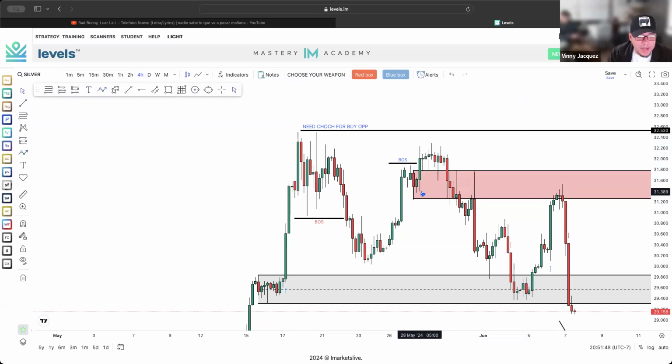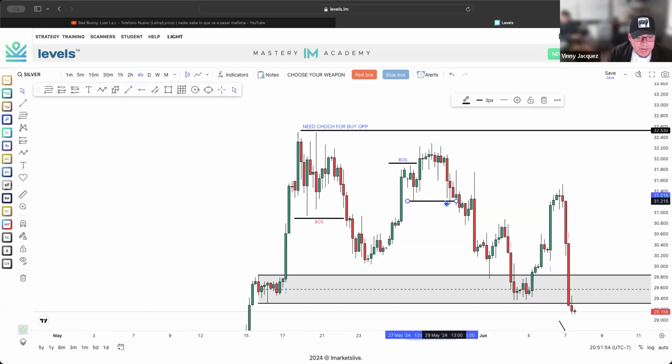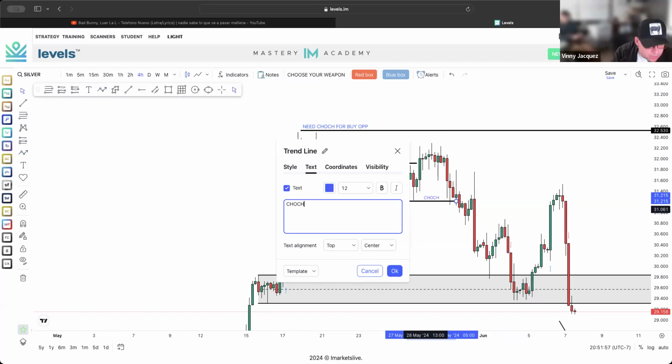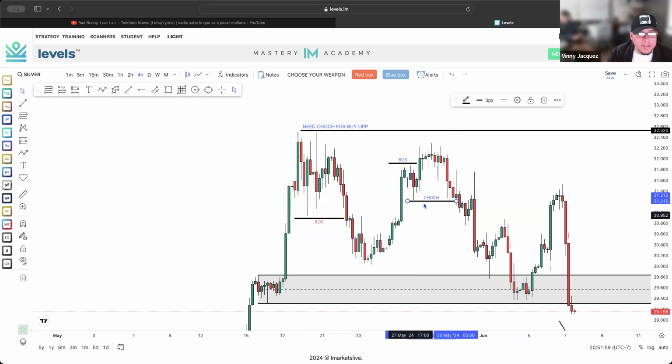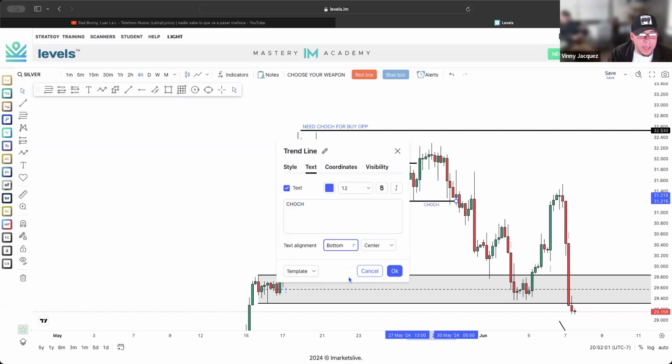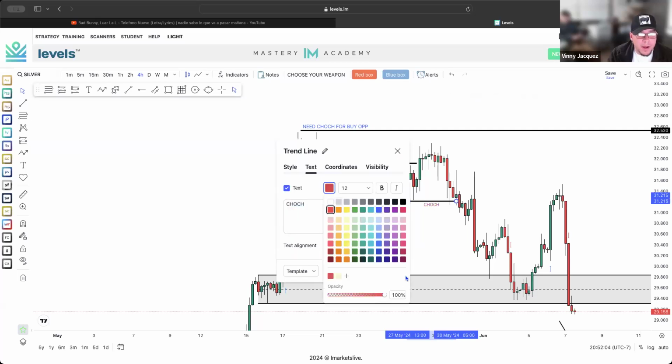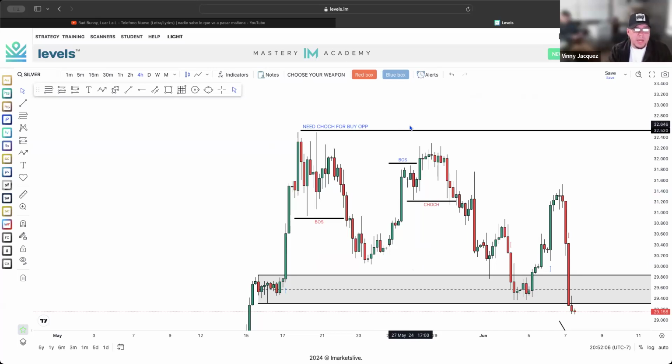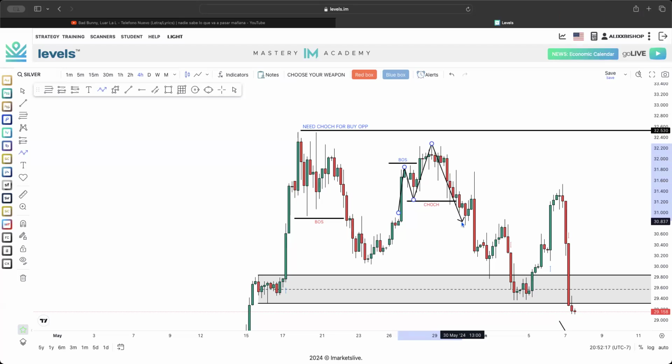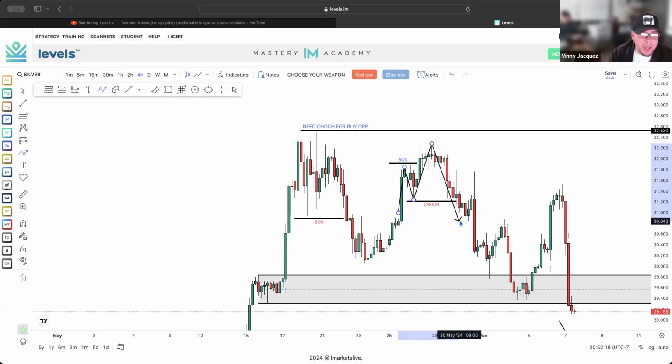But you know what happens, guys? We change character and we break below. So what does this tell us as traders, guys? If we're looking for buys and we need market to break above here for buy opportunities, are we still thinking market is going to buy right now, if we just got a sign of reversal? No, we're not thinking it's ready yet.